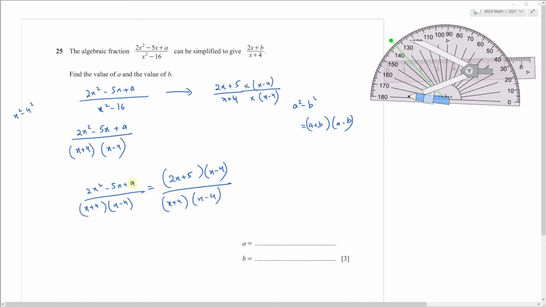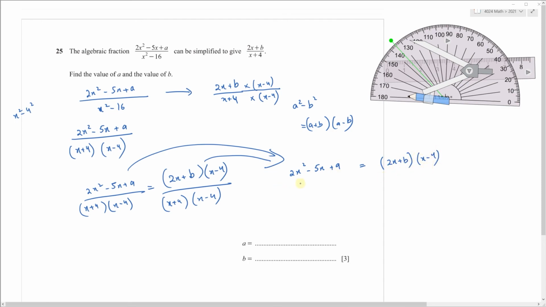So now, this is 2x plus b, not 5. I don't know where the 5 came from. So we see that the denominators are exactly the same, that means the numerator should be the same as well now. So we can equate the numerator. I can write 2x square, so I'm just taking the numerators here. So 2x square minus 5x plus a should equal now 2x plus b into x minus 4.